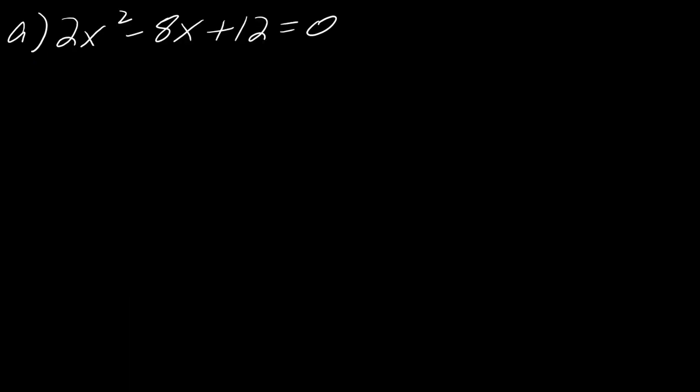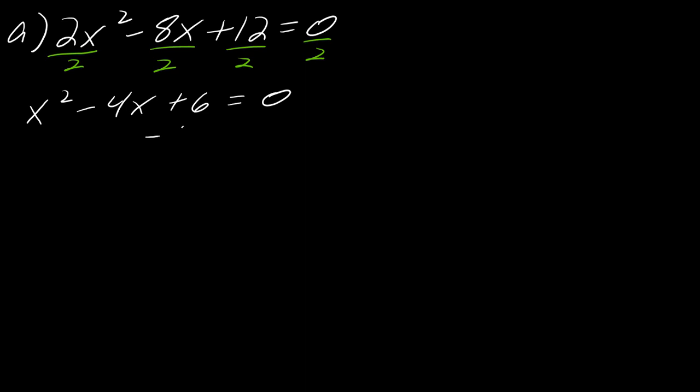Okay, so first things first, here's that case where I don't have the leading coefficient that I want, so I have to divide everything by 2. So I'm just going to divide all parts of this by 2, so I get x squared minus 4x plus 6 equals 0. And I can go ahead and subtract off the 6. So I get x squared minus 4x equals negative 6.